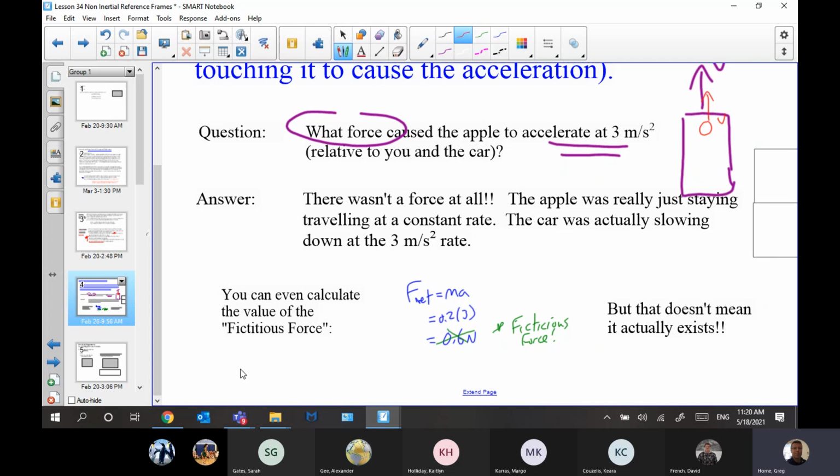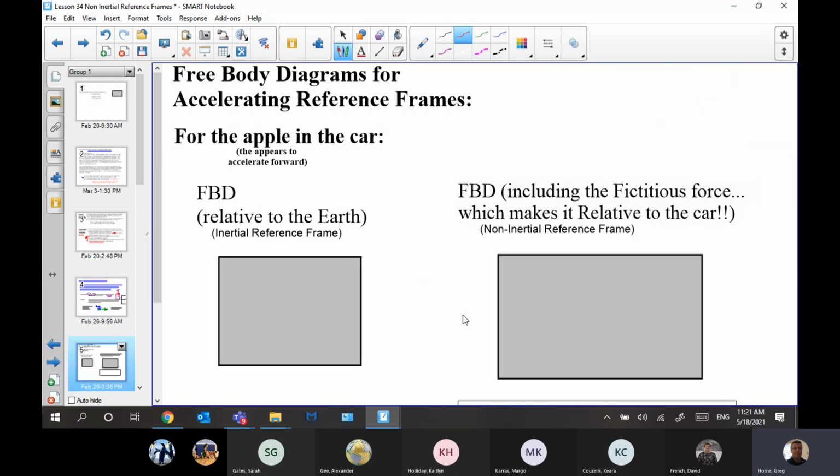You can label it on diagrams, and it will make sense within those diagrams. As long as you're labeling things and doing things right within those diagrams, it actually does exist. Or at least it makes sense to draw it. So I'm going to show the apple was there, and it basically kept going forward as the car slowed down. So what does a free body diagram look like?